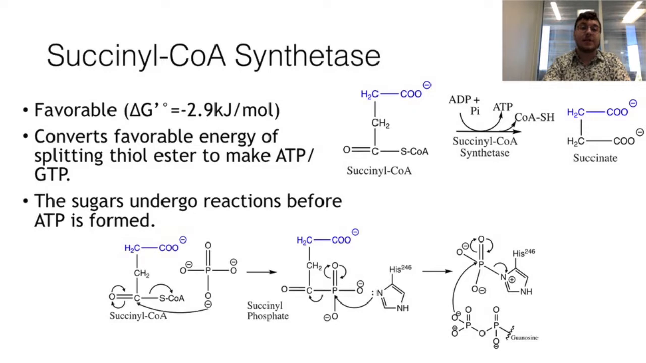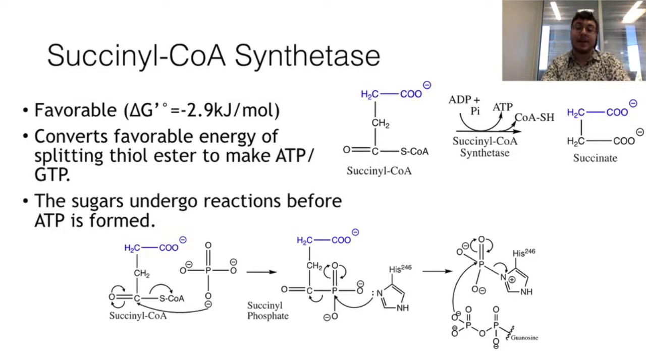Succinyl-CoA synthetase converts succinyl-CoA into succinate. This is a very favorable reaction. It's actually named for the reverse reaction, hence the name synthetase, due to the hydrolysis of NTP in the reverse direction. This molecule also uses coenzyme A as a leaving group to drive the reaction. The succinyl-CoA becomes succinyl phosphate, which coordinates the phosphate's attachment to the enzyme histidine 246.